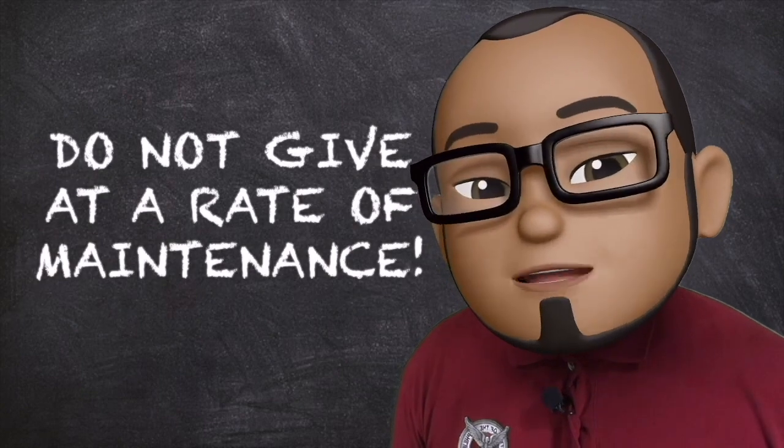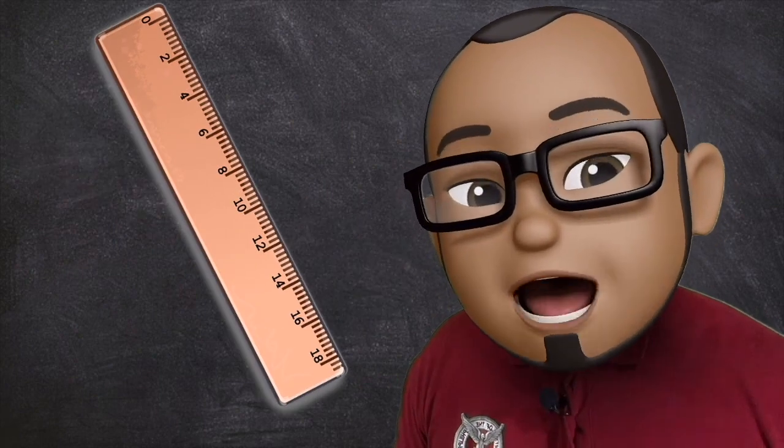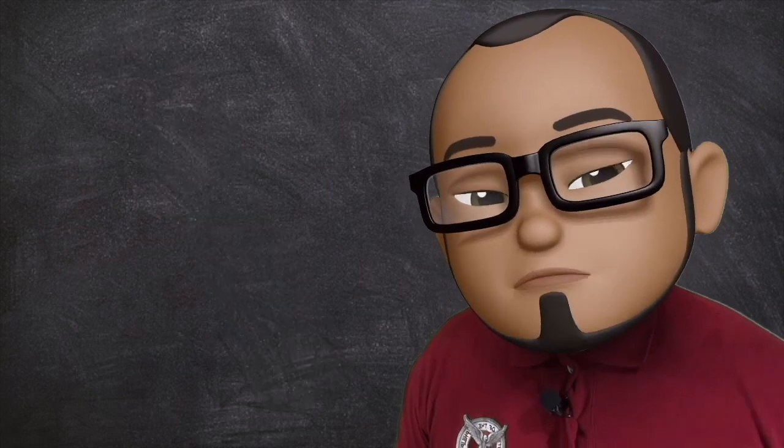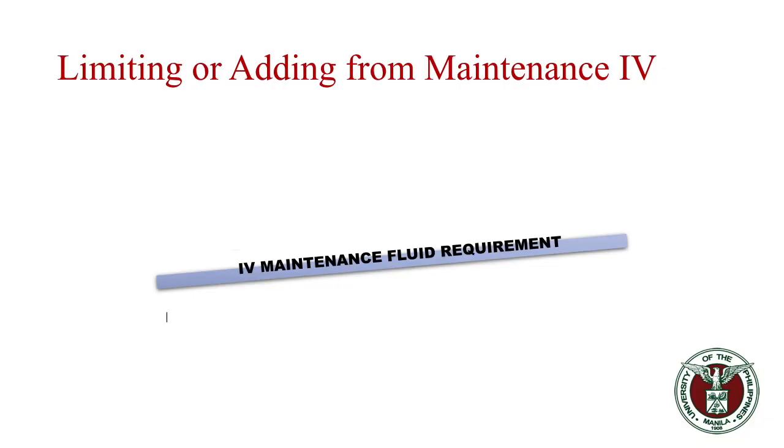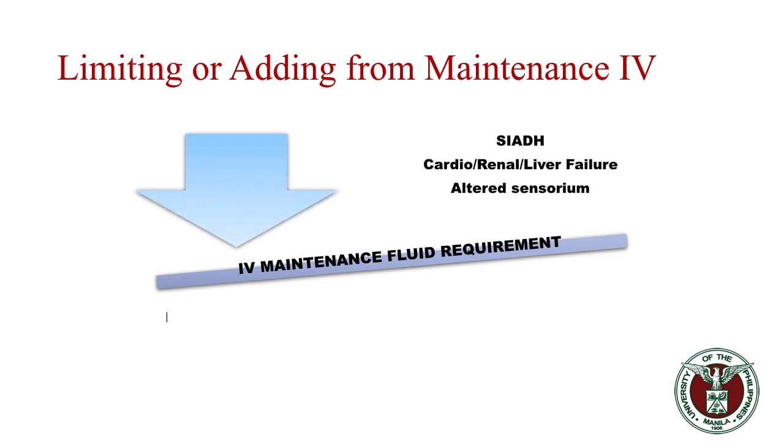In both cases, you cannot give them at a rate of IV maintenance. Use the idea of IV maintenance fluid requirement as your ruler or norm, such that for patients with SIADH, with cardiac, renal, liver failure, or altered sensorium, you decrease your maintenance from 75 to 80% maintenance rate.